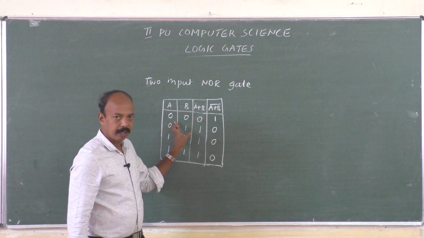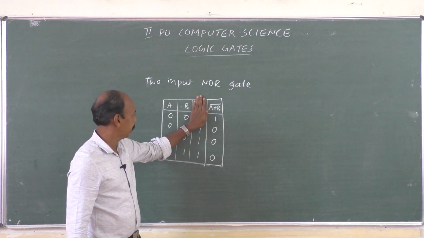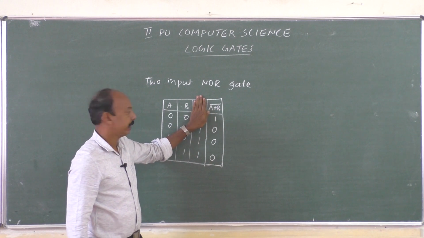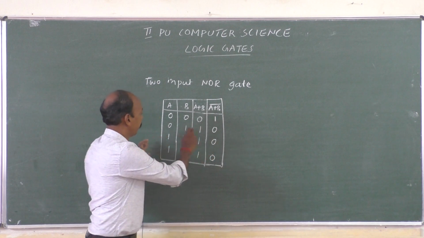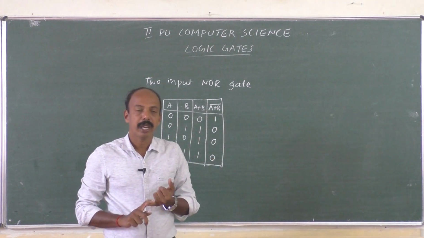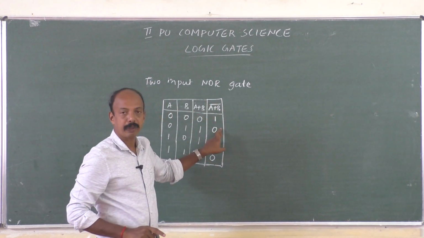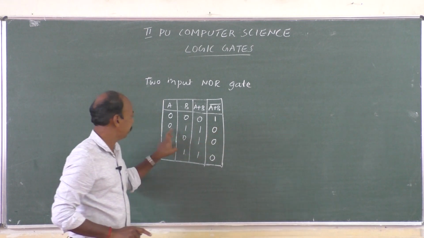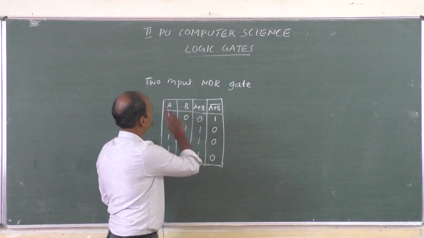From the truth table we can say that, of course, this particular column we need not write; only for the sake of understanding have we written this. Directly we can write these 3 columns. Only when the input values are 0 and 0 will we get the NOR gate output as 1. In all other combinations it will be 0. This is for 2 inputs.